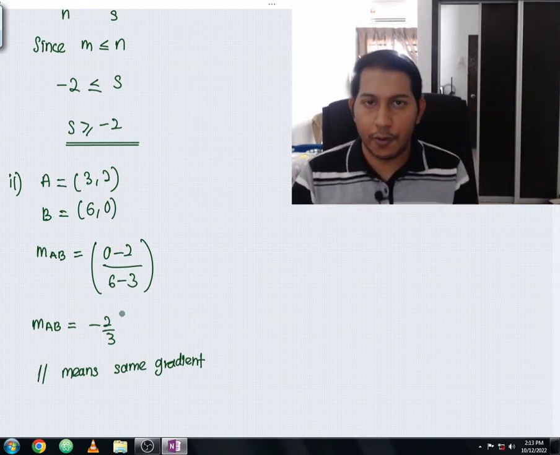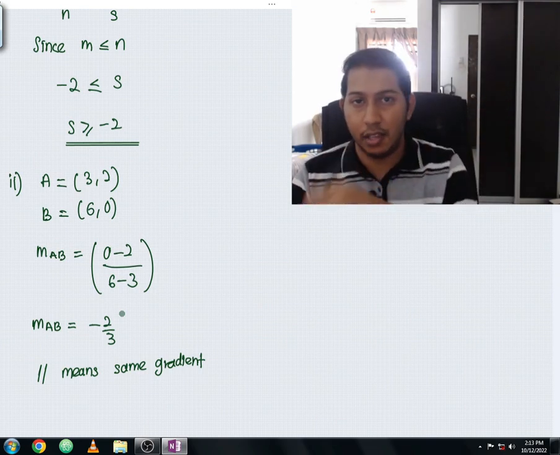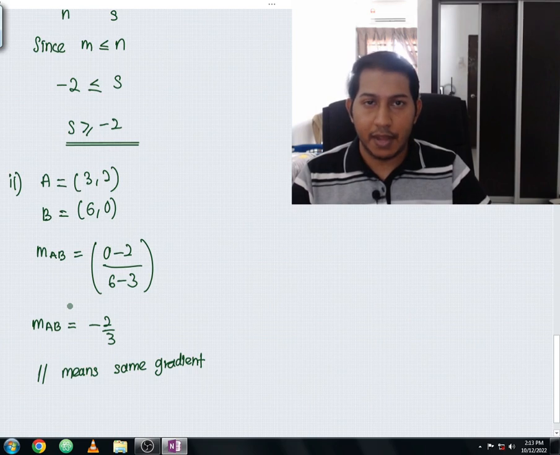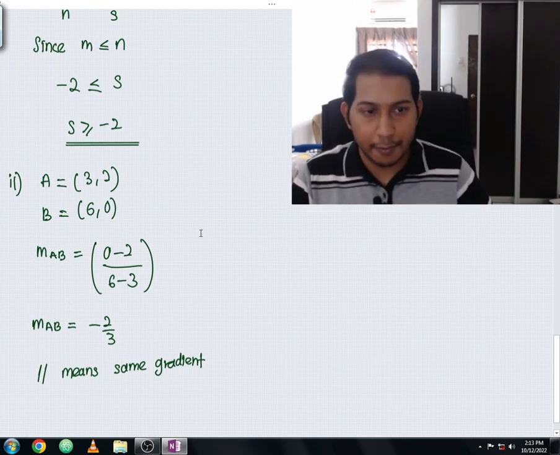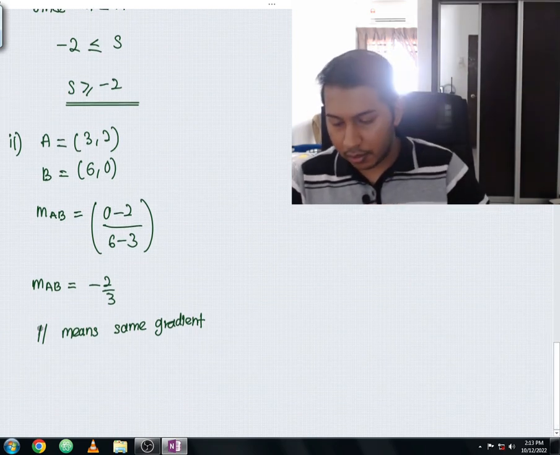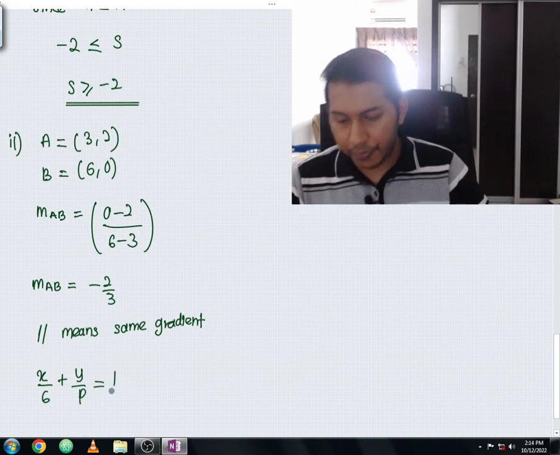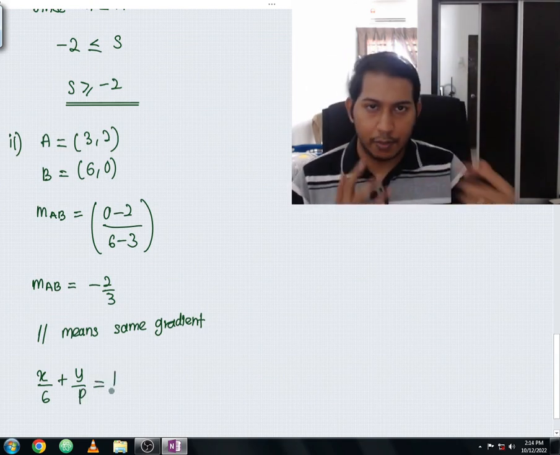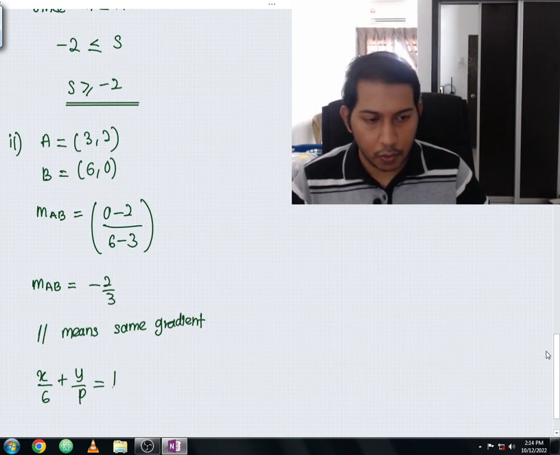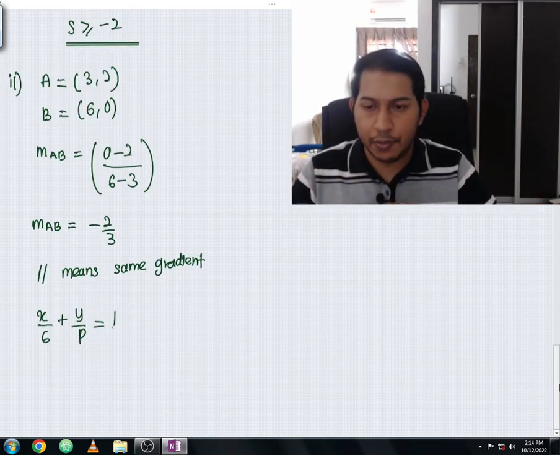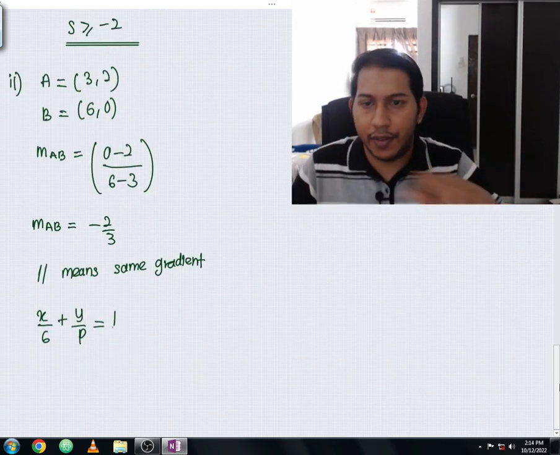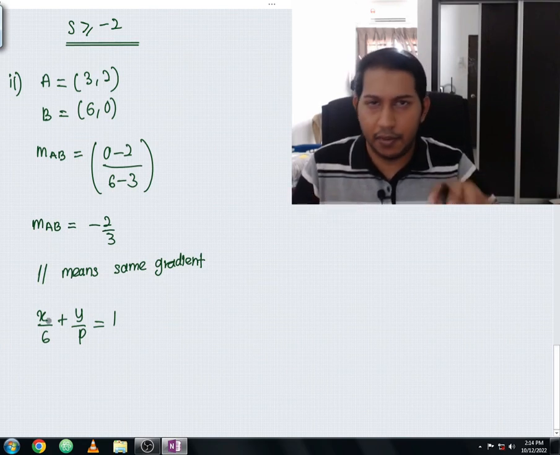So the next step what we're going to do is we're going to simplify this equation and compare with the gradient of AB that we have found just now. Okay, so are we good? So from here, x over 6 plus y over p equals to 1. Okay, so let us do some modification in this equation. So our main objective is we need to get rid of the fraction. Okay, we don't want all this complicated fraction.